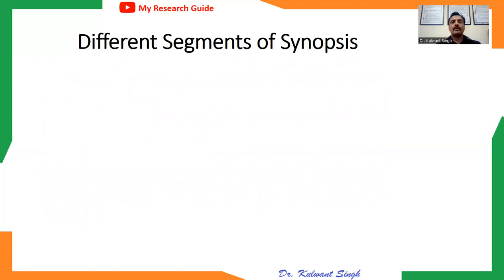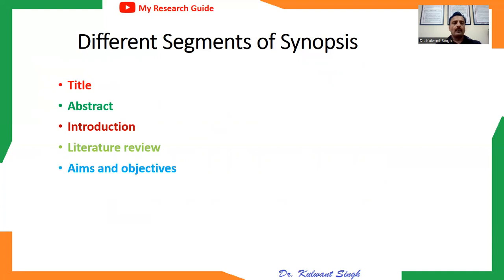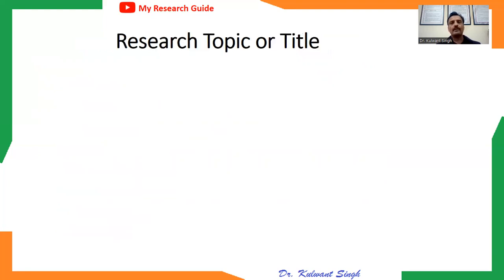Now, the different segments of the synopsis. In the synopsis, there is title, abstract, introduction, literature review, aim and objectives, methodology, time frame, references. These are the essential segments of a synopsis. So we will discuss them one by one.